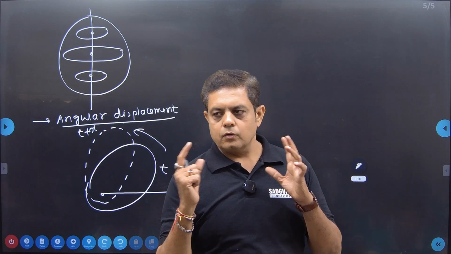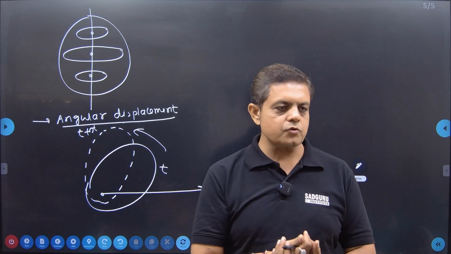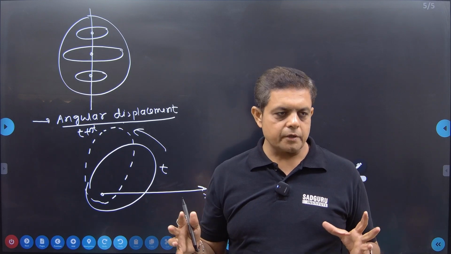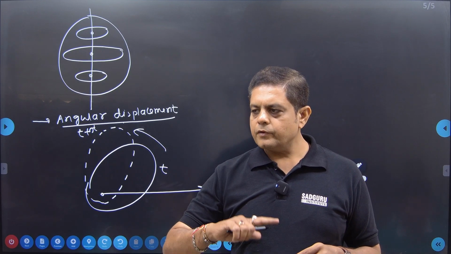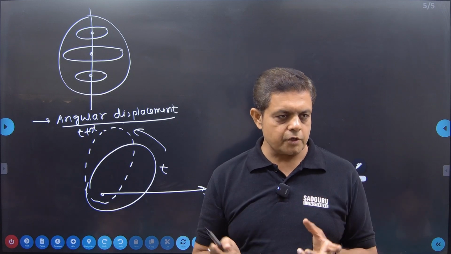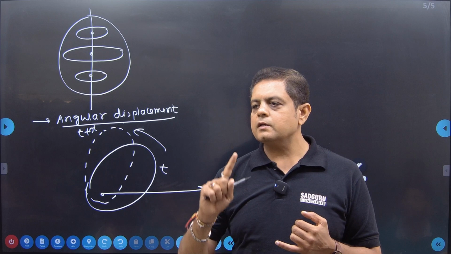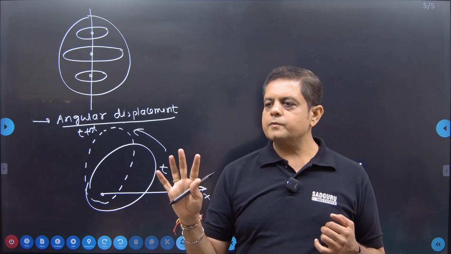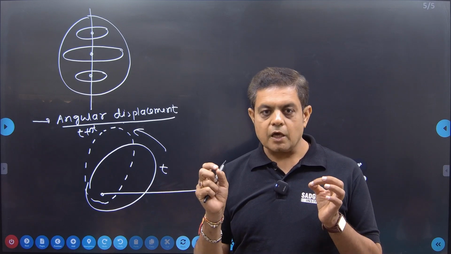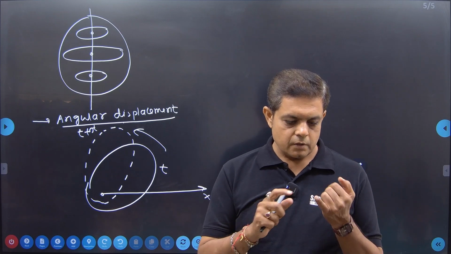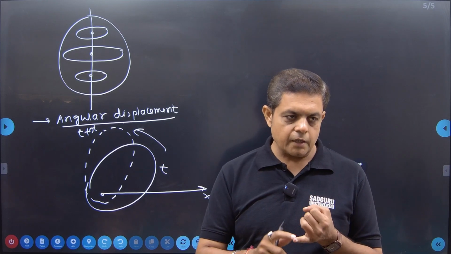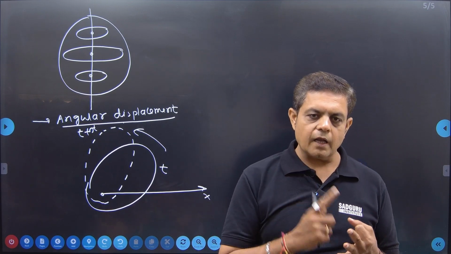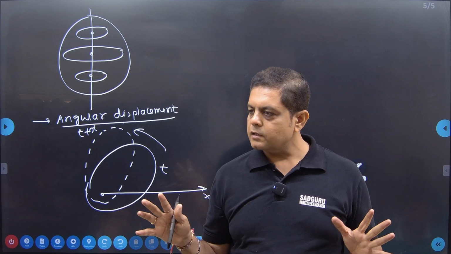As far as rotational motion is concerned, the behavior of all particles is similar. When the body completes one rotation, each and every particle completes one revolution, so their angular displacement is 2 pi. So as far as angular variables are concerned, theta, omega, alpha, where theta is angular displacement, omega is angular speed, and alpha is angular acceleration, they are identical for all particles.